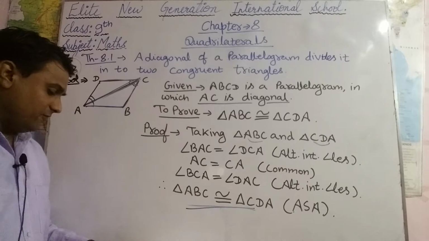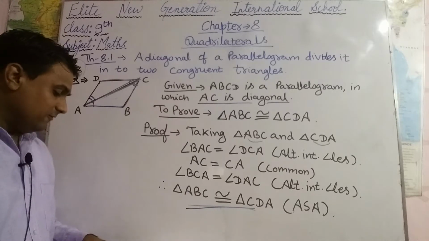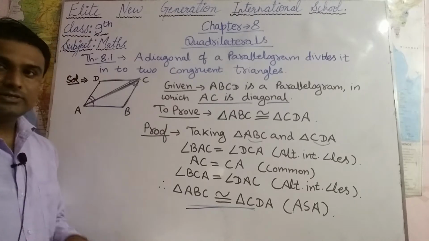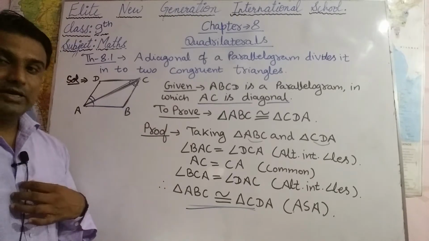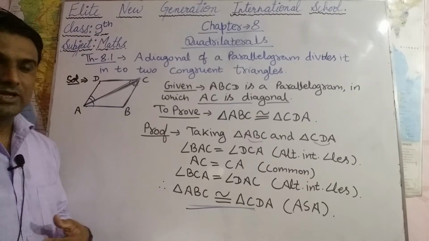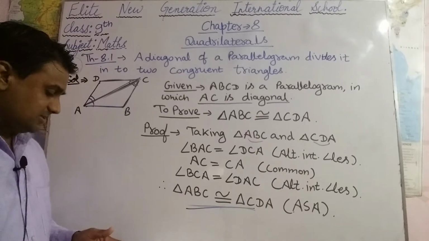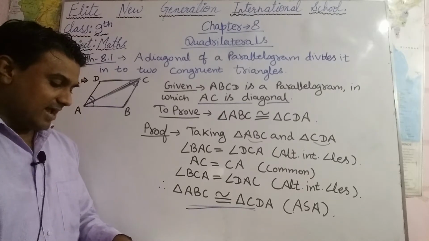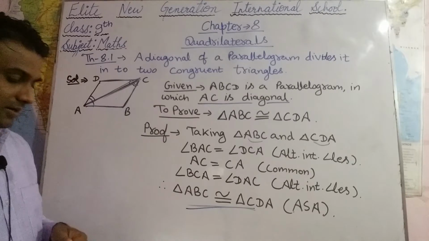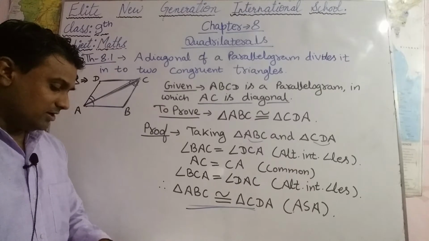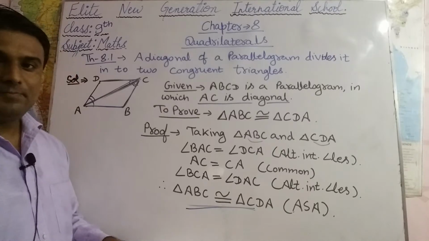Now theorem 8.5, if in a quadrilateral each pair of opposite angles is equal, then it is a parallelogram. Means in any quadrilateral each pair of opposite angles are equal, then we can say that it is a parallelogram. Now theorem 8.6, the diagonals of a parallelogram bisect each other, and theorem 8.7, if the diagonals of a quadrilateral bisect each other, then it is a parallelogram.